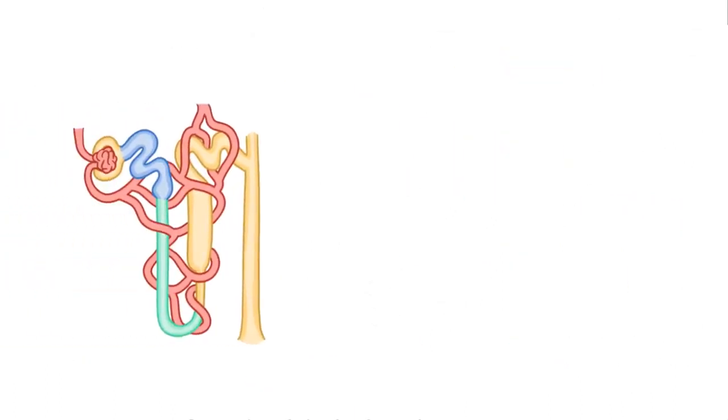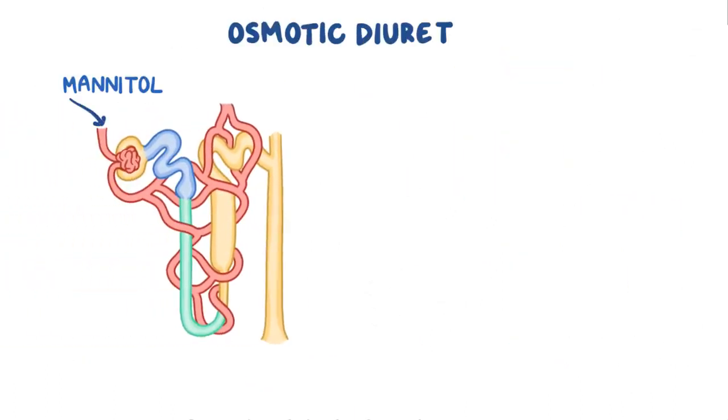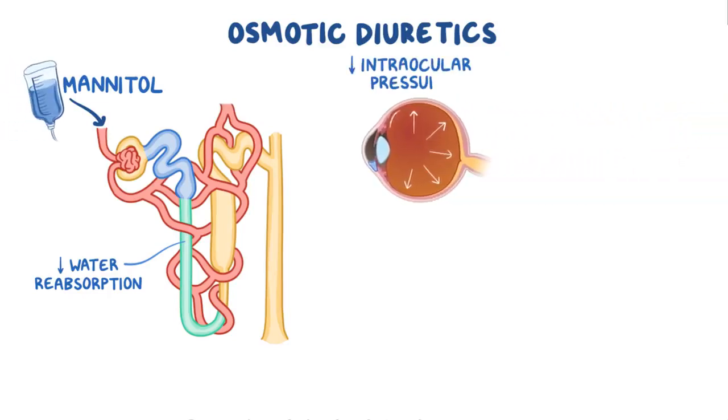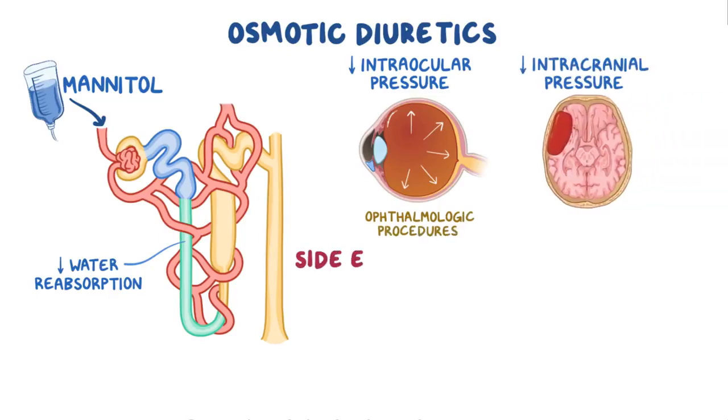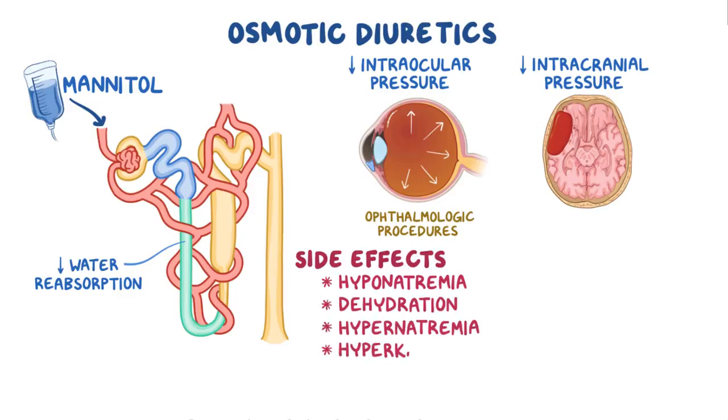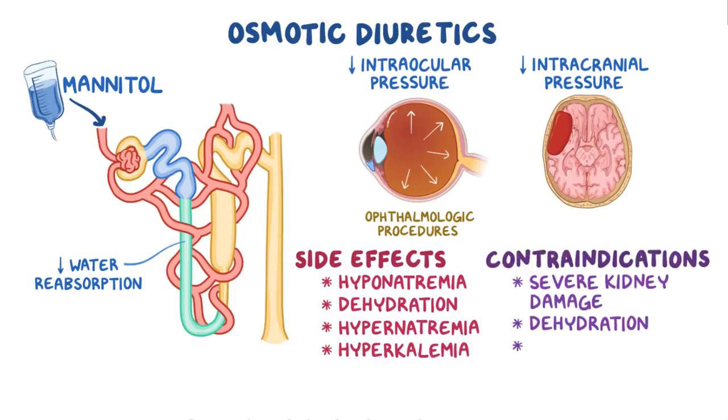Alright, as a quick recap, mannitol is the prototypal osmotic diuretic, and it acts by decreasing water reabsorption in the proximal convoluted tubule and thin descending limb. It's given intravenously, mainly for lowering intraocular pressure before ophthalmologic procedures and lowering intracranial pressure. The main risks associated with mannitol use are extracellular volume expansion and hyponatremia, and at the other end of the spectrum, dehydration, hypernatremia, and hyperkalemia. Contraindications include severe kidney damage, dehydration, heart failure, and pulmonary edema.